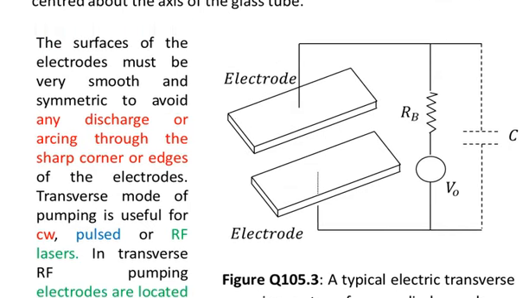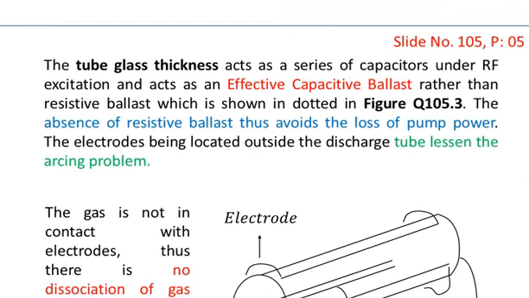So you can see that in the dotted line I have drawn a capacitor C, which we can call a ballast capacitor, in the sense that we have called the resistor the ballast resistor. The role of this capacitor will be explained next. If we are using the electrodes outside the tube, then the tube glass thickness acts as a series of capacitors under radio frequency excitation and acts as an effective capacitive ballast.